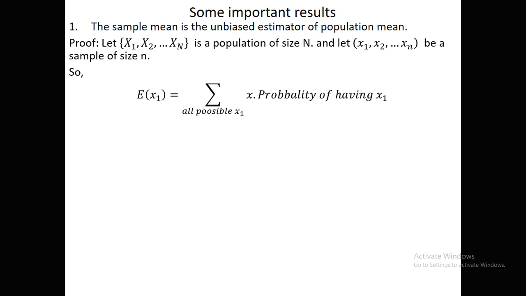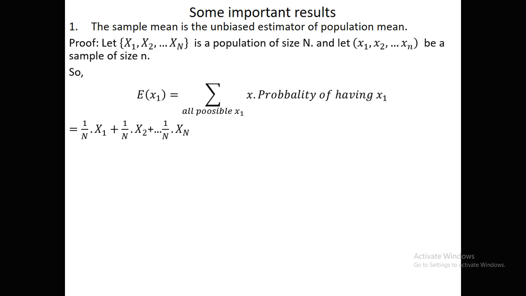So first of all, we will calculate E of x1. You should remember how to calculate expectation. It is x into probability of capital X equal to x. That is, choose all possible x and multiply by the probability of x. So all possible x1 means it is a complete list of the population.